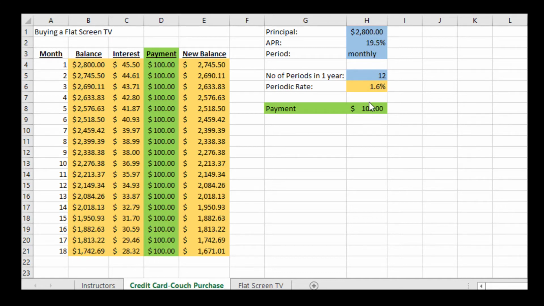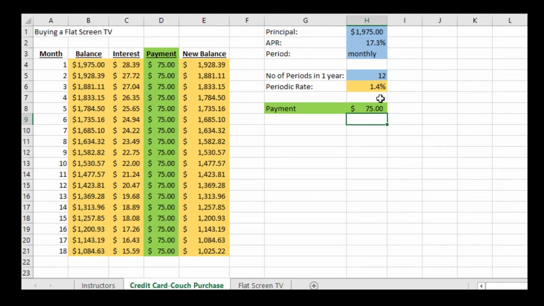So I'm just working in this column because everything's linked to this column. I'm just going to change the principal to 1975, and I'm going to change the APR to 17.25. And the last thing, of course, it's still monthly, 12 payments. The last thing, I'm going to change my monthly payment to $75. Okay, so now I can pull over this question.